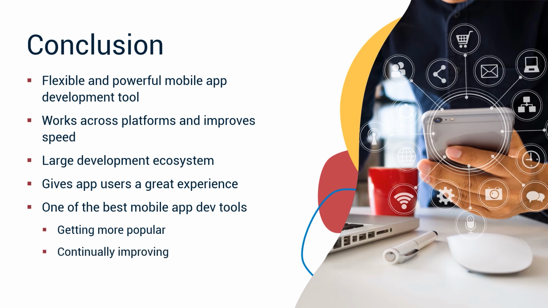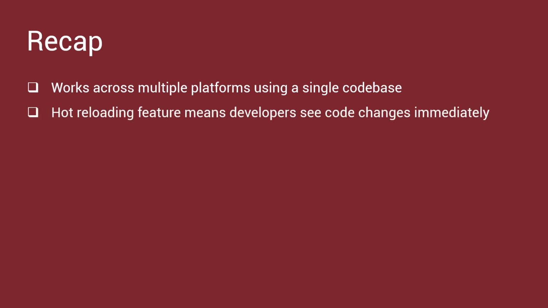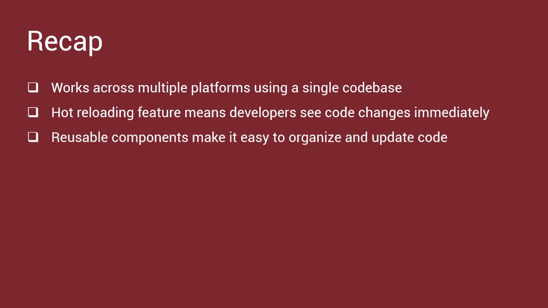In this video, you learned that React Native works across multiple platforms using a single codebase, which can save time and money. The hot reloading feature means developers see code changes immediately without having to restart the app. Reusable components make it easy to organize code and keep apps up to date. Native code can be integrated with React Native.